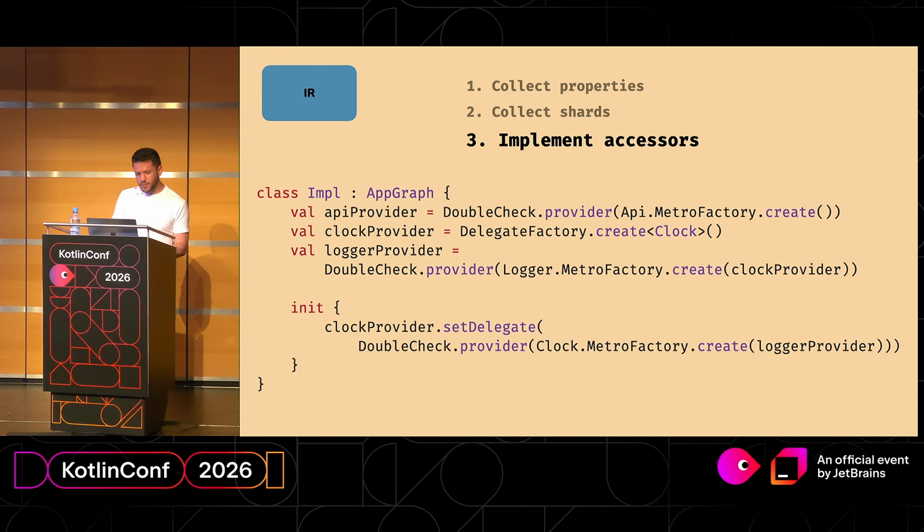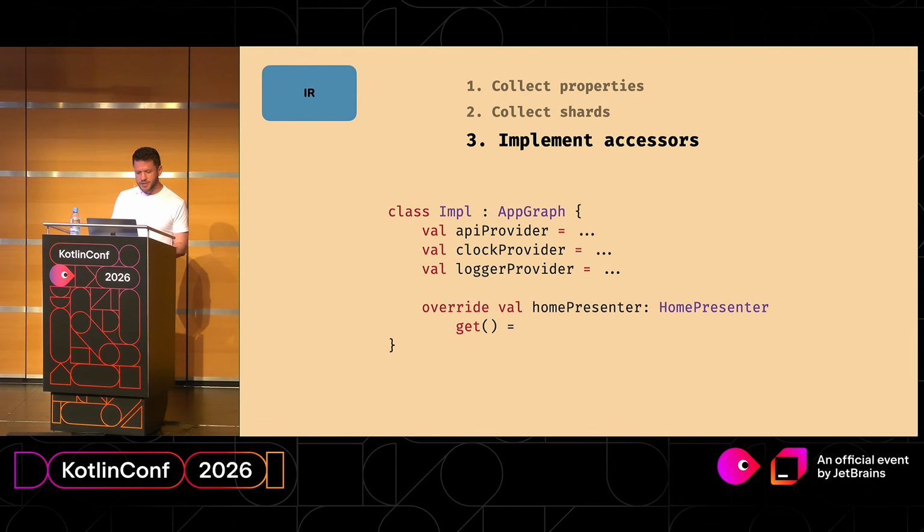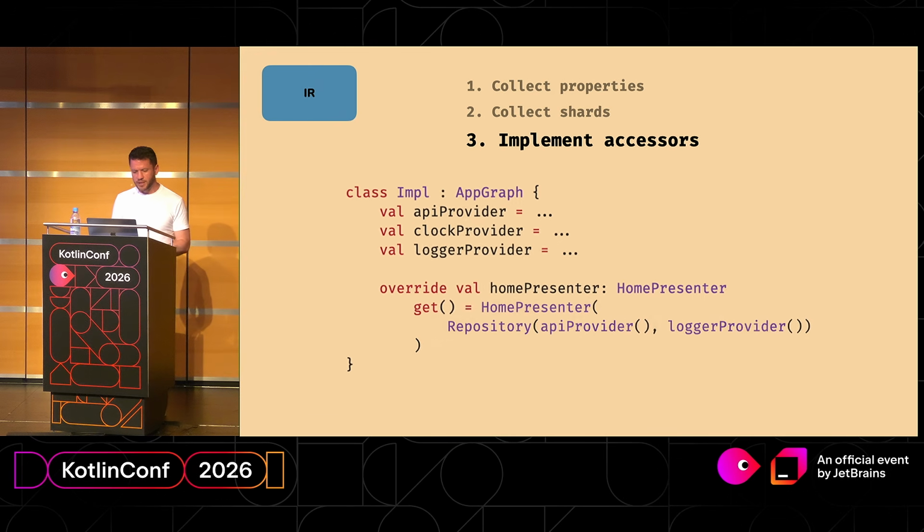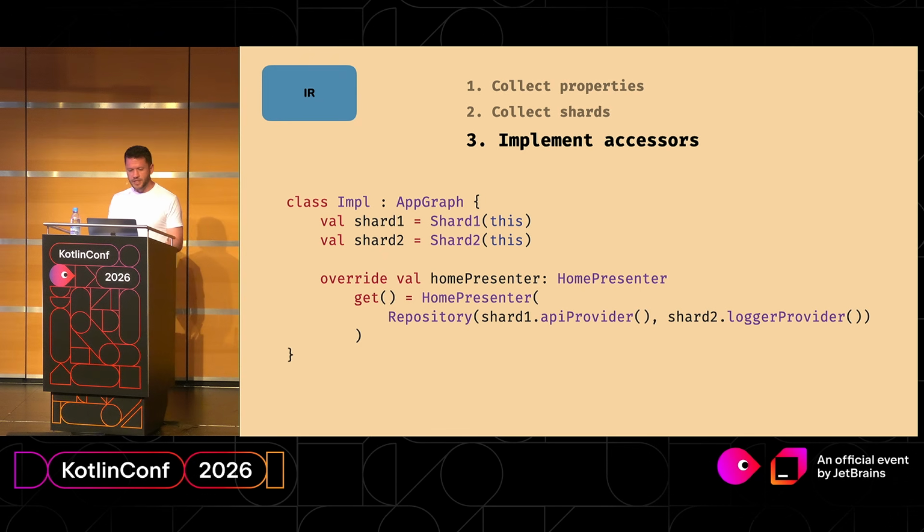Moving on, we then implement the home presenter accessor. Home presenter and repository in this example both aren't scoped, so they just get inlined directly in here. If those providers were in shards, then their paths get generated slightly differently. And we rinse and repeat for every accessor in the graph until it's all implemented. This is a trivial graph, but this is how every graph in Metro gets generated.